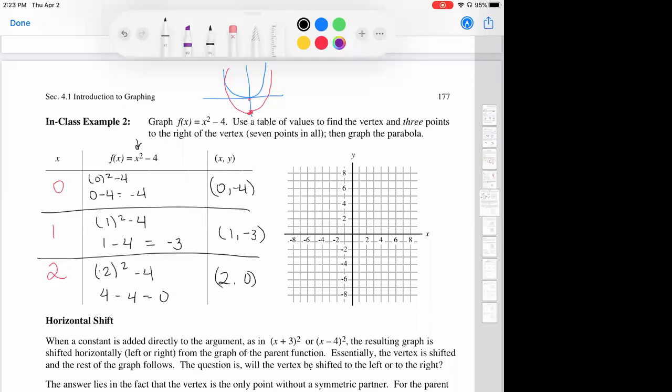Let's go ahead and plot these points. So I have 0, -4. I have 1, -3. And I have 2, 0. Now I can use these points to plot other points. This one that's 1 away lines up right here at -1, -3. And I have this one lining up 2 away, so -2, 0, right here. Let me erase my little doodle. Okay, and I can go ahead and connect these points to get my parabola. Here we have our parabola.